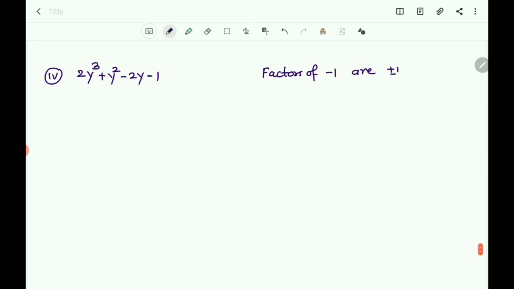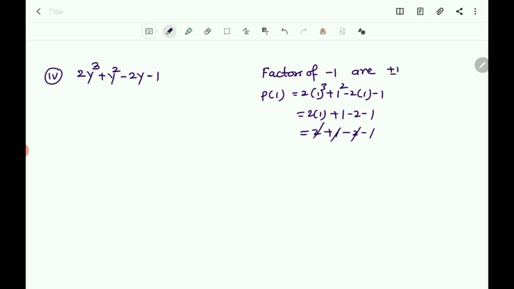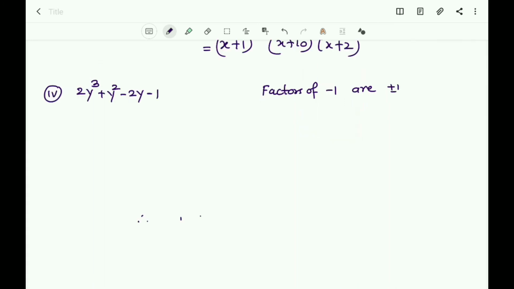Now first we try for 1. p of 1 becomes 2 into 1 cube plus 1 square minus 2 into 1 minus 1, that is 2 into 1 plus 1 minus 2 minus 1. So it is 2 plus 1 minus 2 minus 1. 2 2 cancels, 1 1 cancels, you will get 0 here. As we got p of 1 equals 0, y minus 1 becomes the factor. So in the trial we got that p of 1 is equal to 0.